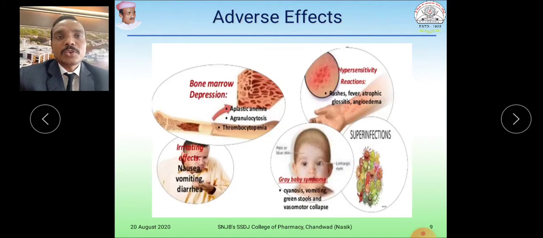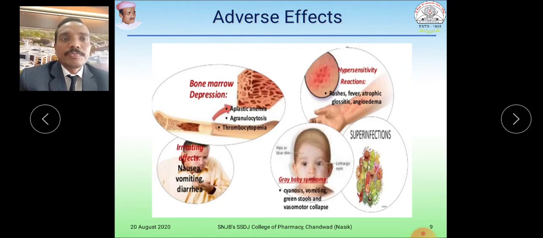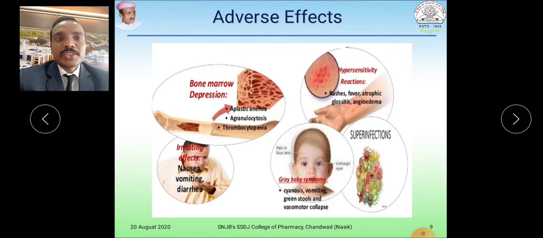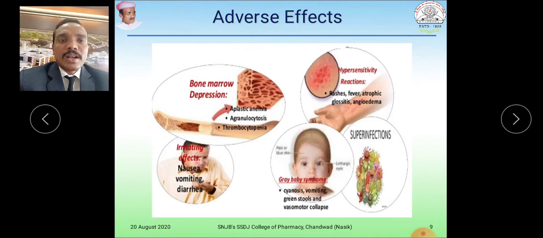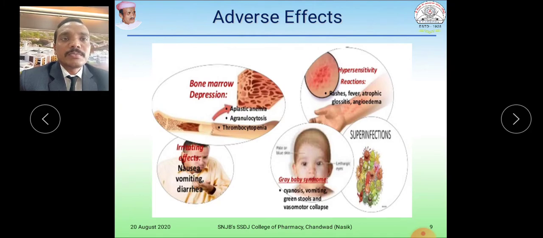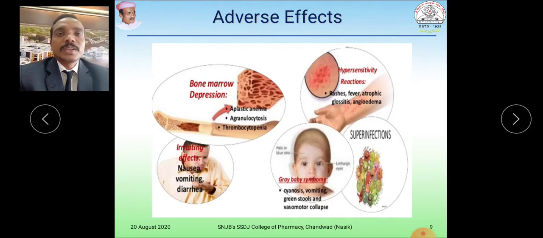Adverse effects: it causes a main side effect known as gray baby syndrome. Cyanosis, vomiting, green stools and vasomotor collapse are symptoms of gray baby syndrome. Another side effect is bone marrow depression, that means thrombocytopenia or granulocytosis or aplastic anemia. The common side effects are nausea, vomiting, hypersensitivity reactions, rashes, fever and diarrhea. So these are certain side effects of chloramphenicol.